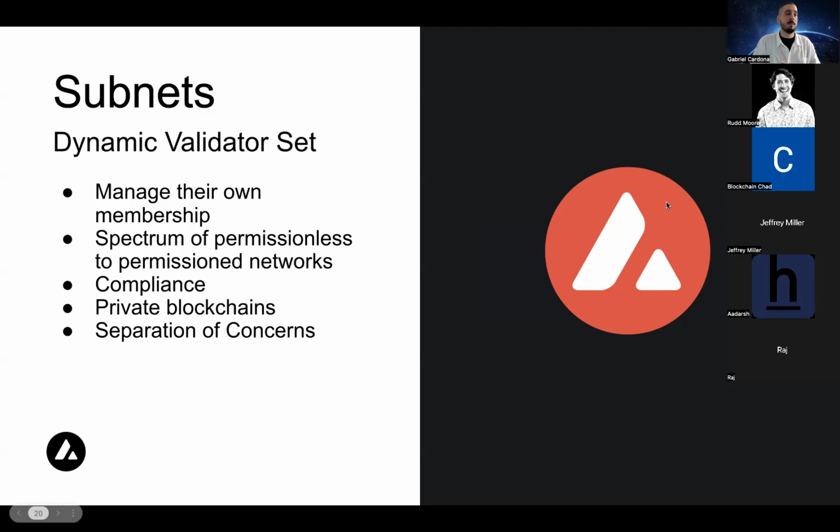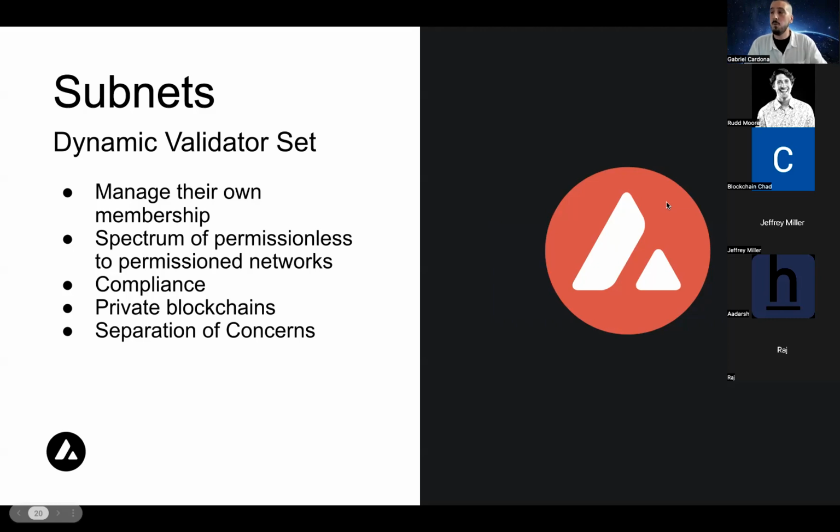So for example, you could say all of the validators in my subnet must be located in a certain legal jurisdiction, or all of the validators in my subnet have to meet certain KYC AML requirements, or all of the validators in my subnet have to hold certain licenses in this particular country, for example.